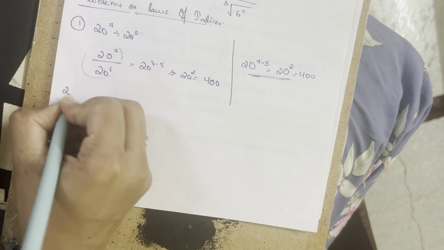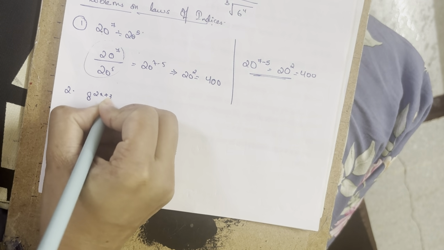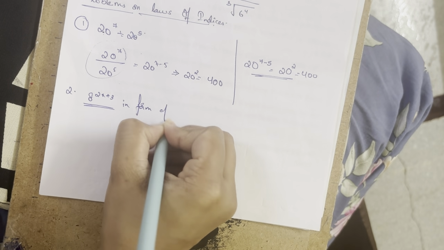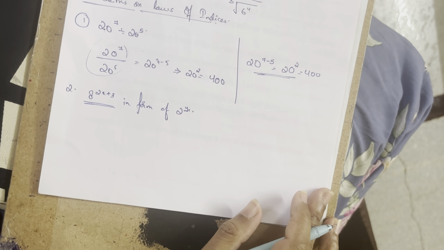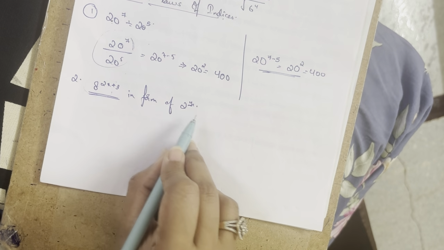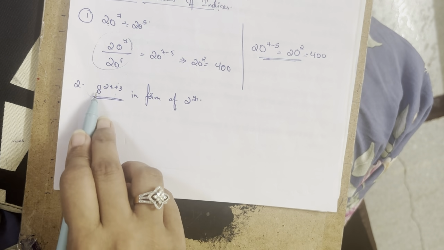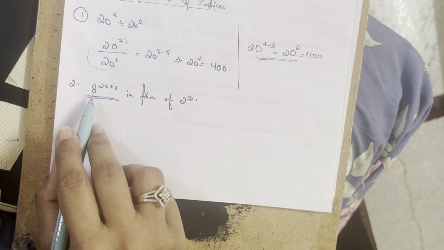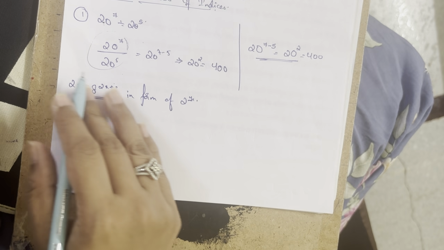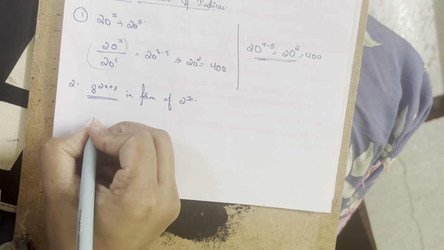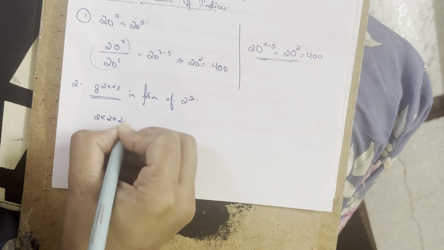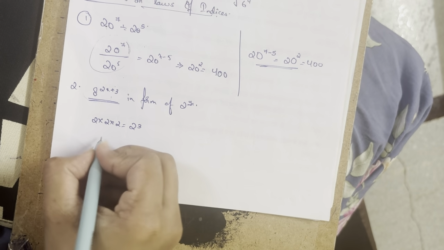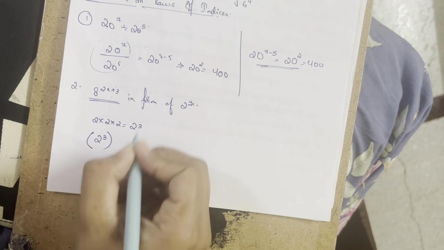Okay, then the second question is 8 to the power 2x plus 3. I have to express this in the form of 2 to the power y. So how do I do that? To express this in the form of 2 to the power y, I have to make changes to the base. We are going to reduce the base. How can you write 8? 8 can be written as 2 into 2 into 2, which is equal to 2 to the power cube, isn't it? So instead of 8, now I'll write 2 to the power cube, and then whole to the power 2x plus 3.